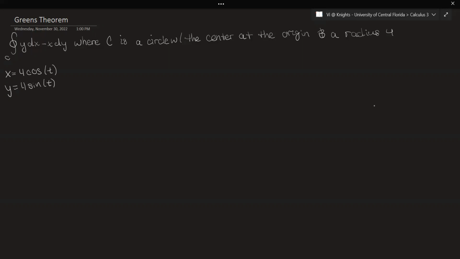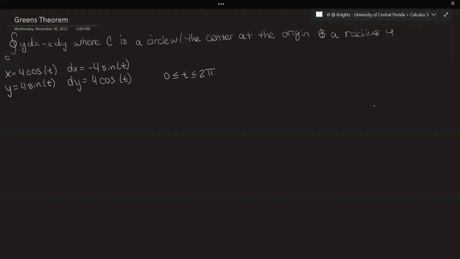And then we can go ahead and take the derivatives of both of these, the first one with respect to x and the other with respect to y. So our dx is going to be -4 sine t, and then our dy is going to be 4 cosine t. And then we know that it is a circle, so it's rotating from 0 to 2 pi. So our t is going to be from 0 to 2 pi.